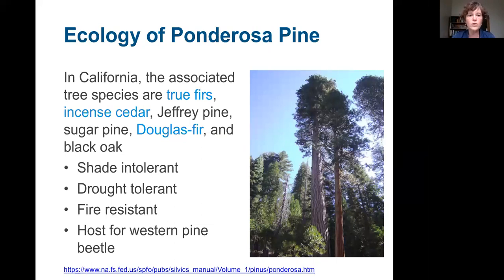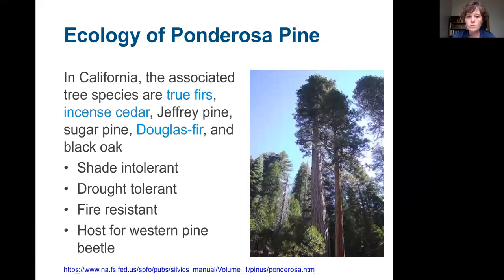Ponderosa pine in California is associated with a number of different tree species, such as true firs, incense cedar at higher elevations, Jeffrey pine, sugar pine, Douglas fir, which is mainly in the northern part of the Sierra, and black oak. It tends to be associated with these trees, but it is also shade intolerant. So it's sort of the pioneer, often in association with these other species. It is the bigger tree in the stand, and it thrives because it's getting the lion's share of the sun.